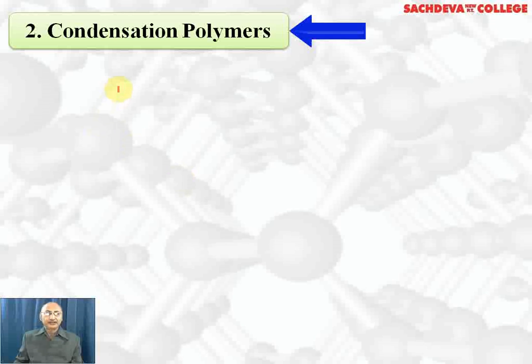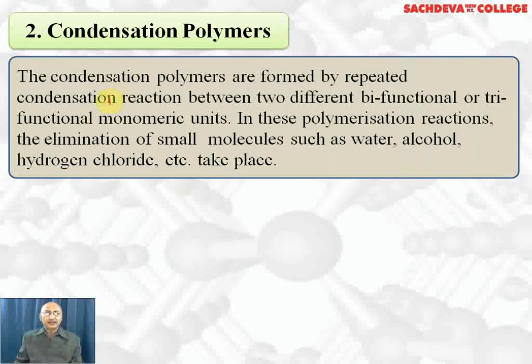Next we are taking condensation polymers. Condensation polymers are formed by condensation reaction between two compounds having different functional groups. Generally they have two functional groups, it may be three functional groups also. In these polymerization reactions, elimination of small molecules such as water, alcohol, hydrogen chloride, etc. takes place. These are also called step growth polymers because these take place in small steps and their molecular weight increases slowly.